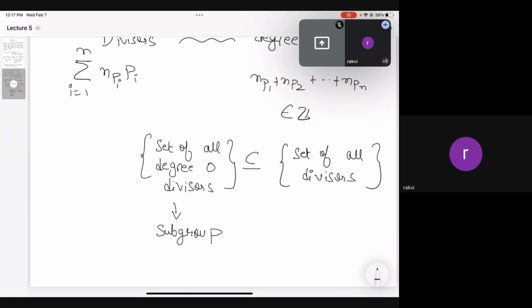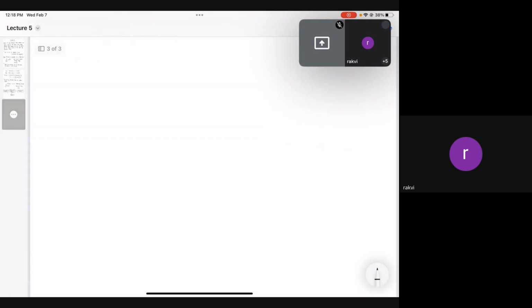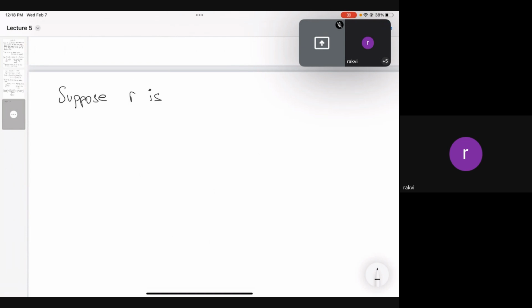Inside this, I have a special subset which I'll call principal divisors. And what are these things? Let's discuss them. So I had my curve. Suppose R is a rational function on my curve X.